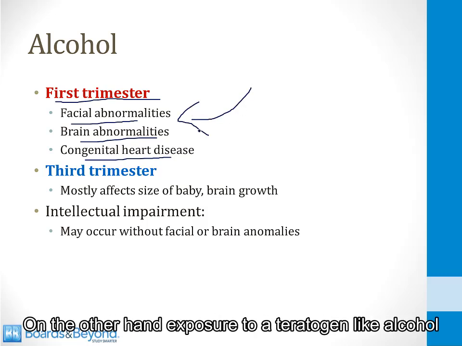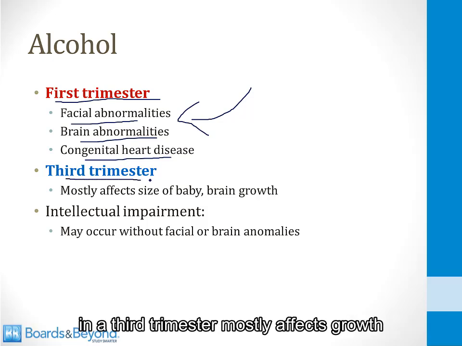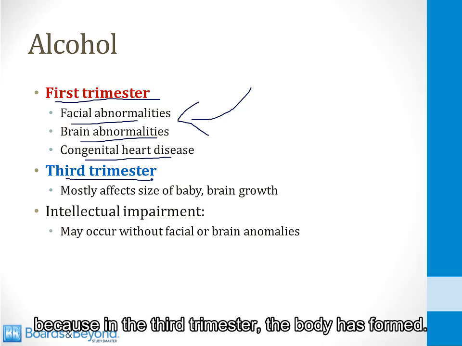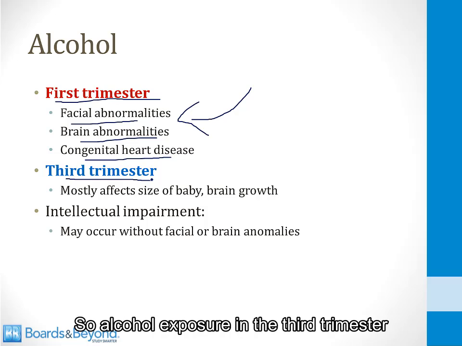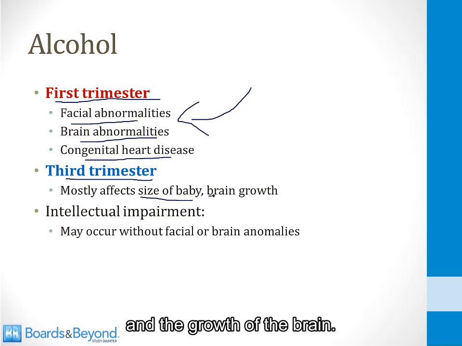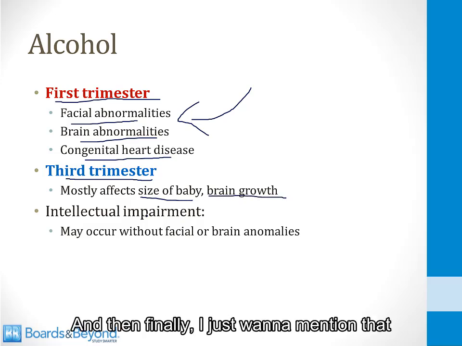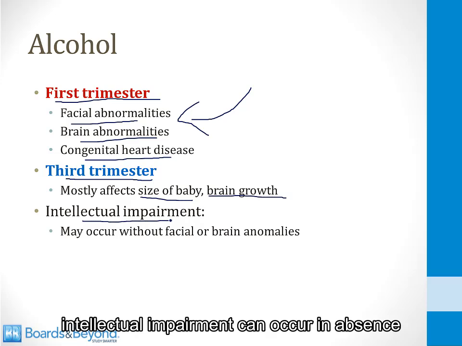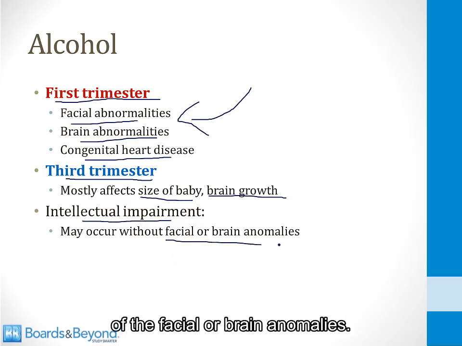On the other hand, exposure to a teratogen like alcohol in the third trimester mostly affects growth, because in the third trimester, the body has formed, the baby is just growing in size. So alcohol exposure in the third trimester mostly affects the size of the baby and the growth of the brain. And then finally, I just want to mention that intellectual impairment can occur in the absence of the facial or brain anomalies.